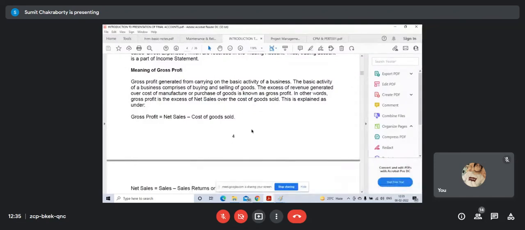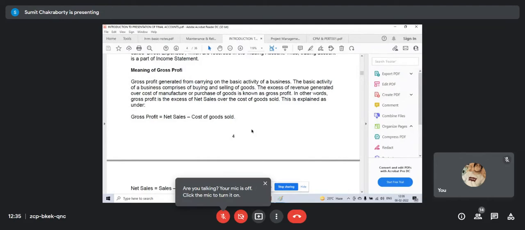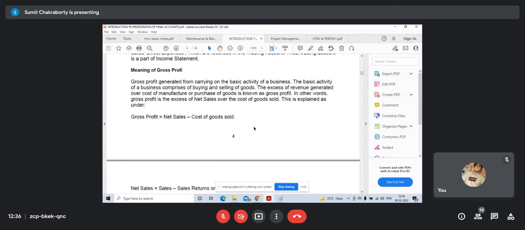The meaning of gross profit: it is generated from carrying on the basic activity of a business. The basic activity of a business comprises buying and selling of goods. The excess of revenue generated over the overall cost of manufacture or purchase of goods is known as gross profit. In other words, gross profit is the excess of net sales over cost of goods sold. This is explained as under. The gross profit is equal to net sales minus cost of goods sold.